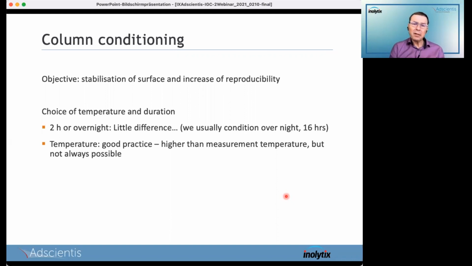For the temperature, we try to condition at slightly higher temperatures than we use for the measurement, to be on the safe side, but sometimes that's not possible due to the sample properties. Now we are ready to start.